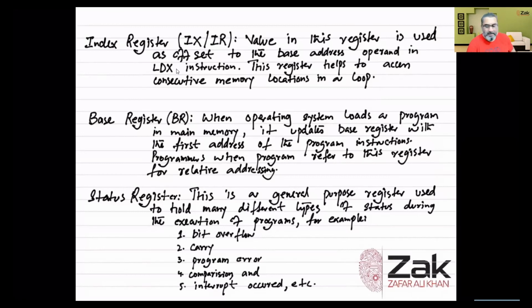Each bit in this register is known as a flag. This is a general purpose register used to hold many different types of status during the execution of a program. That execution is either arithmetic or logic, because this is used by the arithmetic logic unit. I told you about it. Each bit of it is known as what? Flags. So flags are set and clear, set and reset. Putting 1 is set, clear or reset is 0.